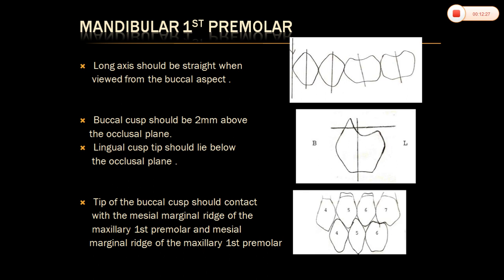Coming to the mandibular first premolar, the long axis should be straight when viewed from the buccal aspect. The buccal cusp should be 2 mm above the occlusal plane and the lingual cusp should lie below the occlusal plane. Here remember, the tip of the buccal cusp should contact the mesial marginal ridge of the maxillary first premolar.